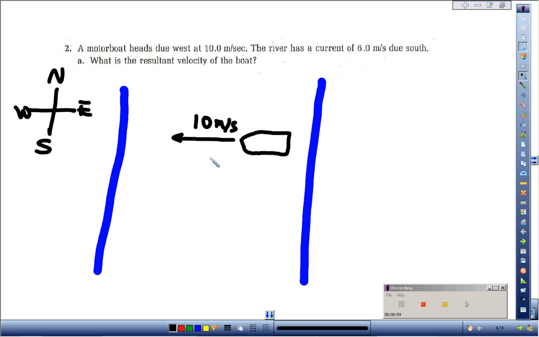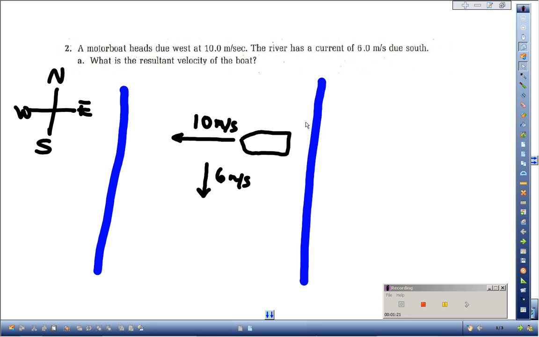And at the same time, the river has a velocity of 6 meters per second due south. And we could draw that like so. 6 meters per second due south. In fact, I'm going to draw that just a little bit shorter, because if I want the magnitude of my vector to be indicated by the length, then I should do that.